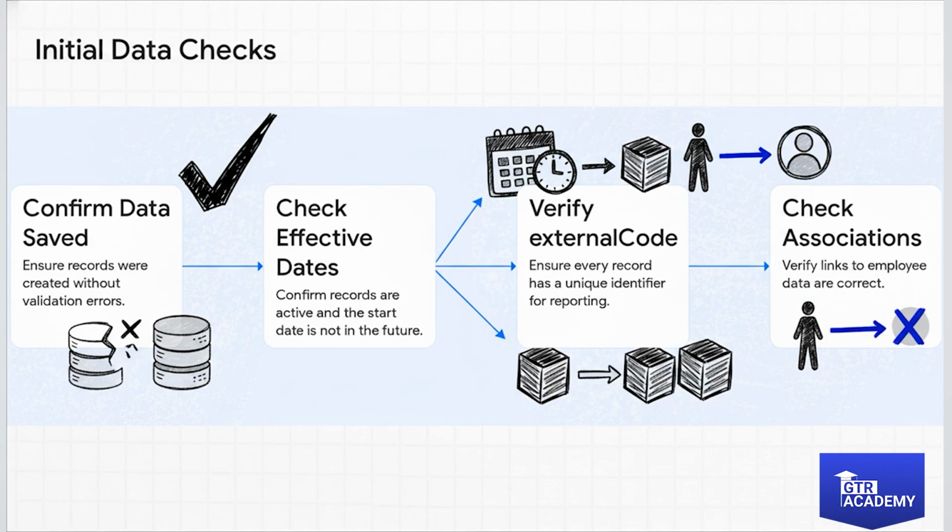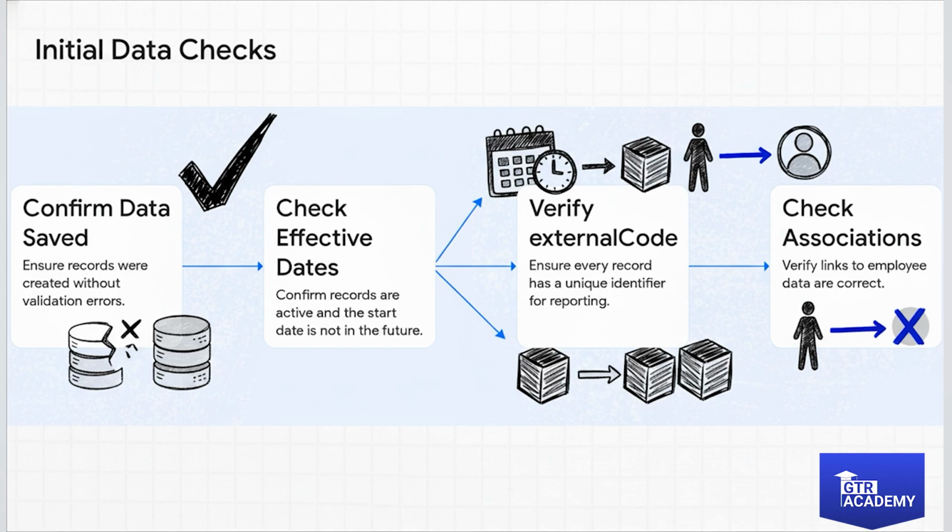Well, it boils down to 4 key checks. First, did the data actually save? You know, sometimes a validation rule might fail without a big warning. Second, what about the effective dates? If a record start date is set for next week, no report running today is ever going to see it.